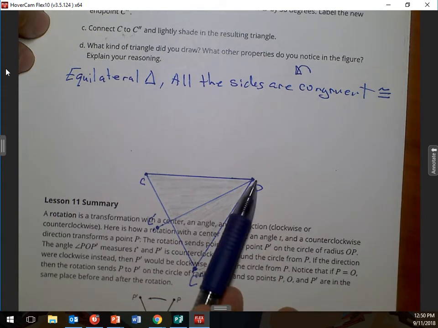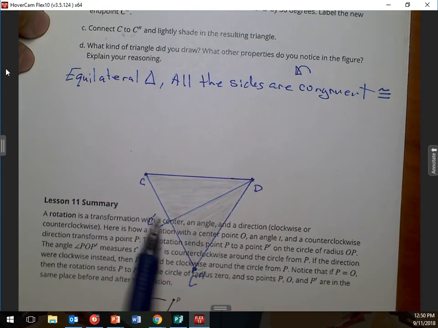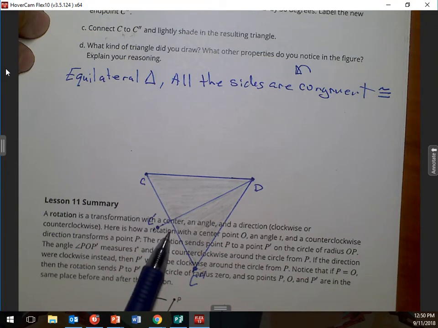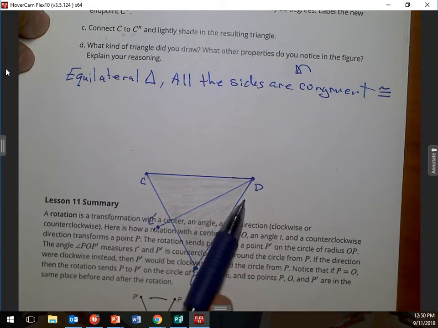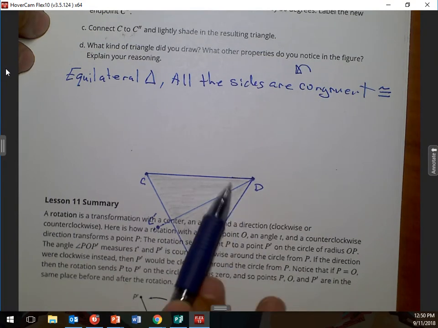Wait, what happened? Wait, what was your question? If all the sides are the same, okay, let's think about this. What is this angle right here going to be? If all the 30 degrees. Oh, wait.